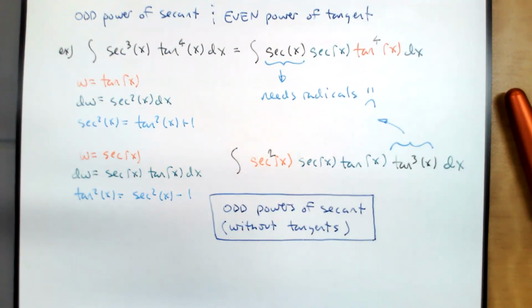So there are our 2 cases of product of powers of trig functions that are not substitutions. Even powers of cosine and odd powers of secant without tangent. So now we know what integrals we need to learn so that we can complete trigonometric substitution.